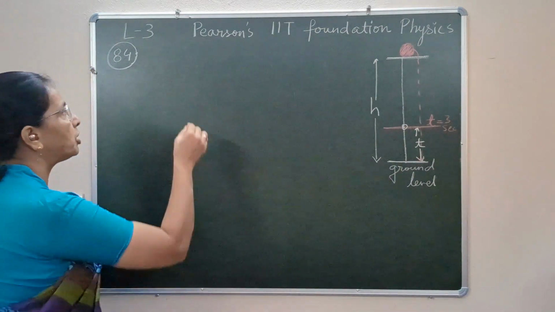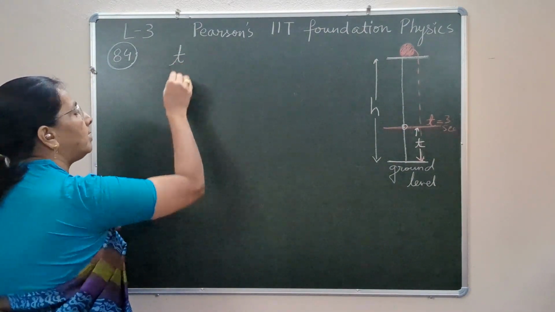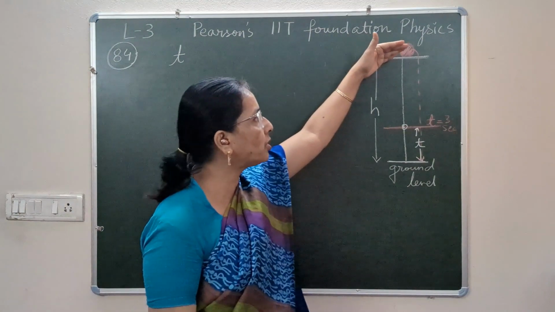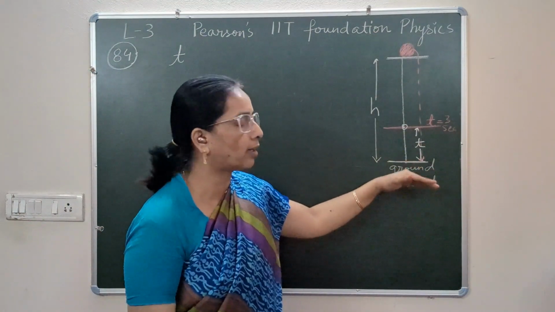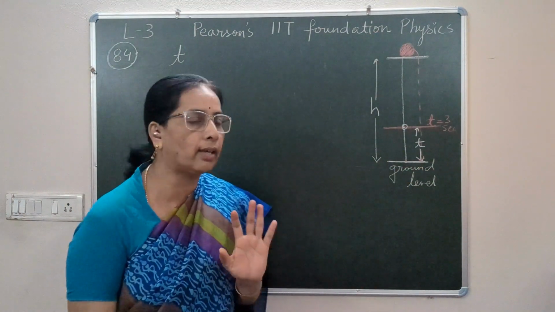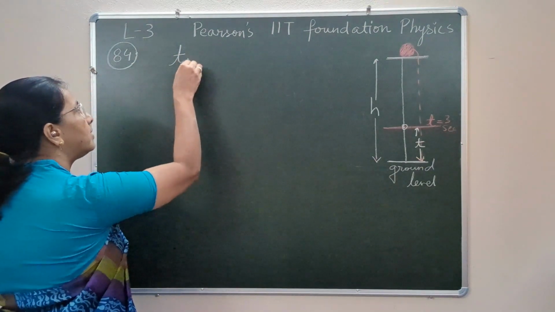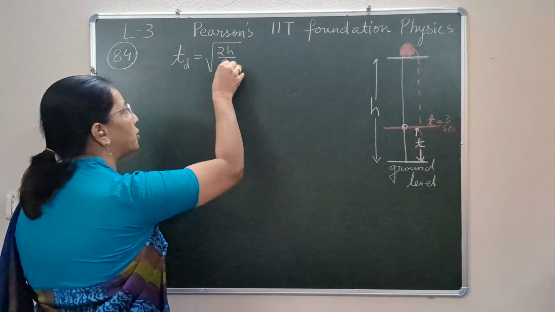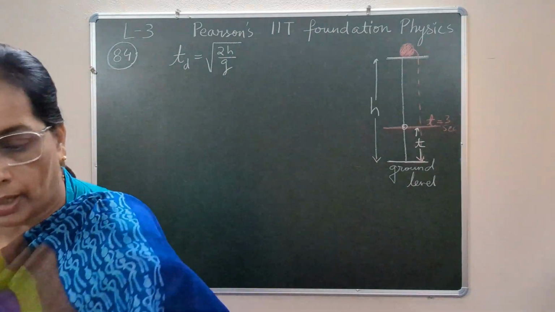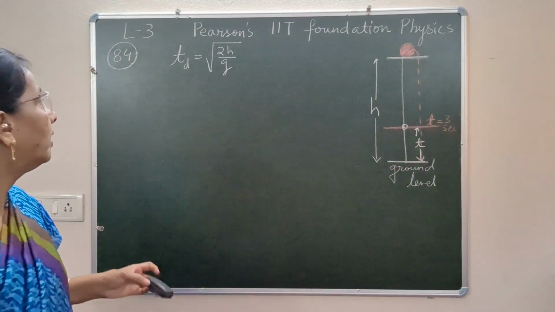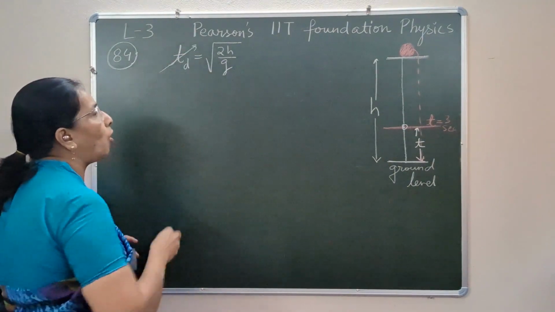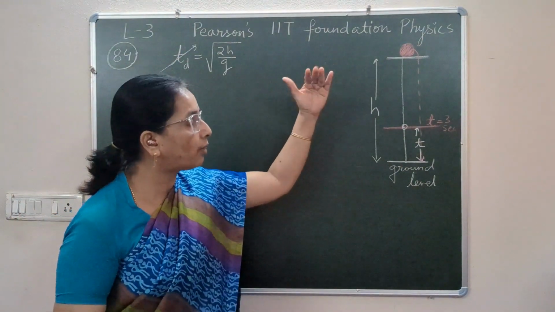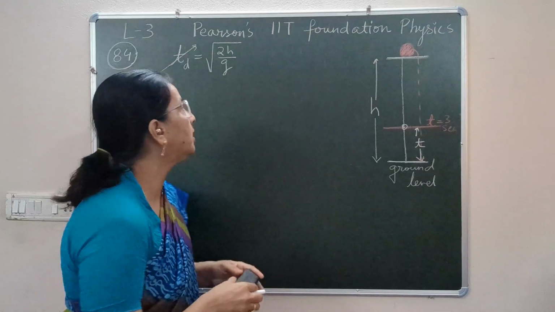So the first information is the time taken by the stone to reach the ground from this height. So first, the time of descent is given to us. Time of descent is root over of twice h by g. Time of descent is given to us as 5 seconds. So the time taken by the object, if it is allowed to freely fall and reach the ground, is 5 seconds.